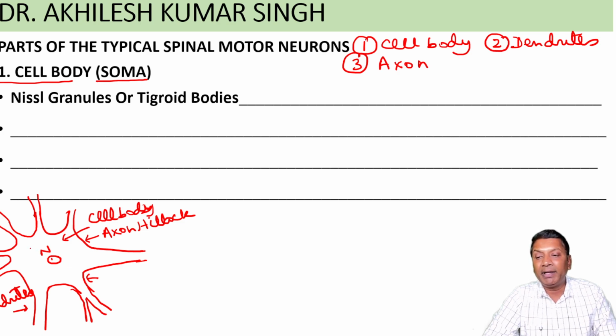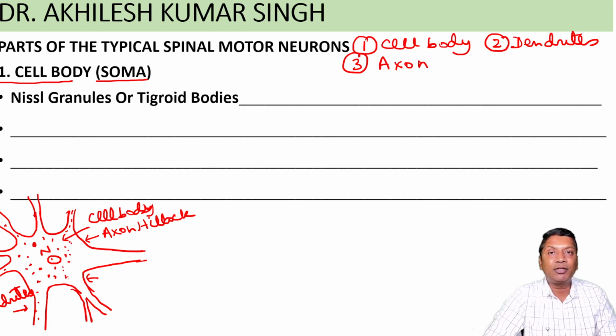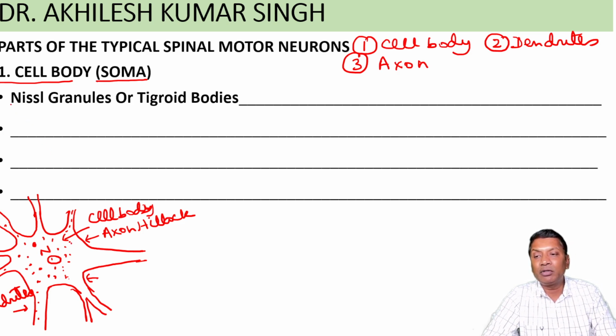In the cell body, there are fine dust-like structures called Nissl granules. These Nissl granules are also present in the dendrites. But these Nissl granules, which are also called the tigroid bodies, are not present in the axon hillock.